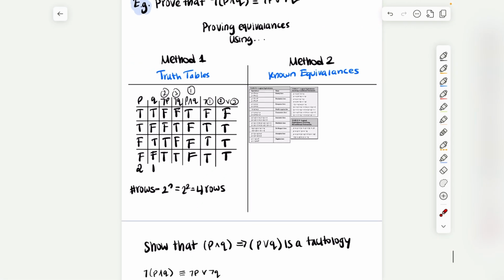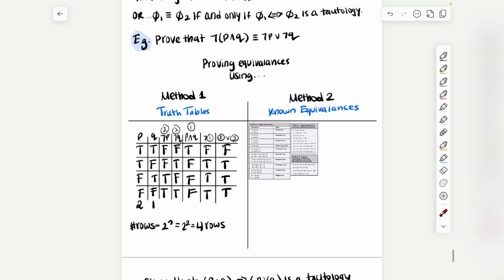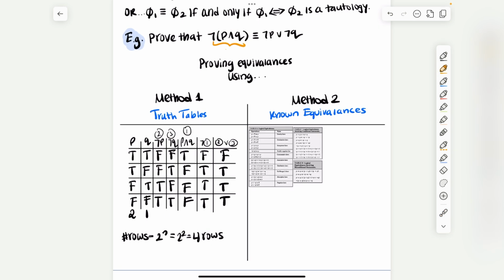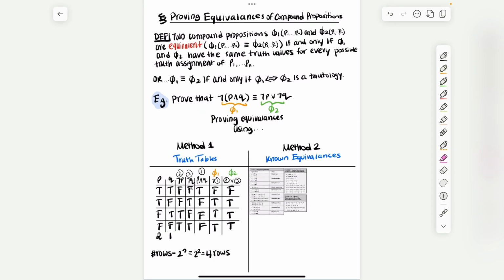Let's go back to what the question is asking us. They're asking us to prove that this, let's call this compound proposition 1, is equivalent to, let's call this compound proposition 2. And what does our definition say? It says for every possible truth assignment of the propositional variables, in this case, what are propositional variables? Just P and Q. So for every possible truth assignment of P and Q, no matter what P and Q are, the two propositions have the same truth values.